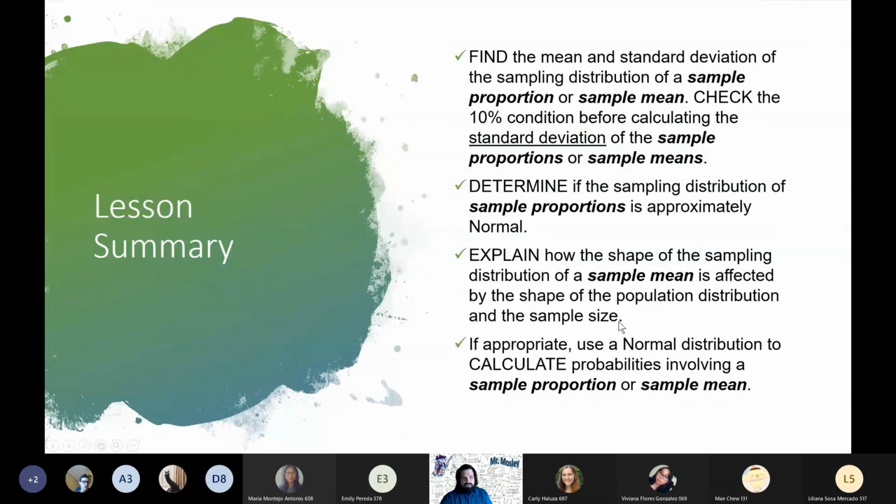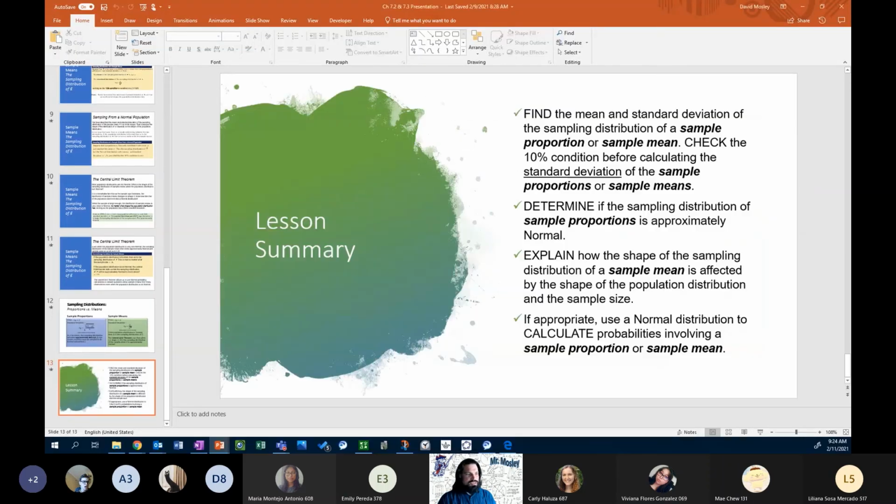If the population is normal, the sampling distribution of the sample mean is normal. If the population is non-normal, then if the CLT, the central limit theorem, is satisfied, the shape of the sampling distribution of the sample mean is also normal, but that means sample size must be greater than or equal to 30. If appropriate, use normal distribution to calculate probabilities involving a sample proportion or a sample mean, and we saw examples of that. And that brings us to the end of the slideshow.